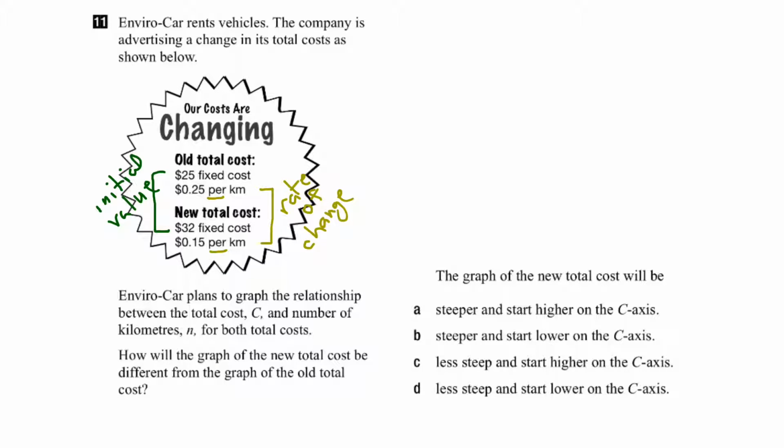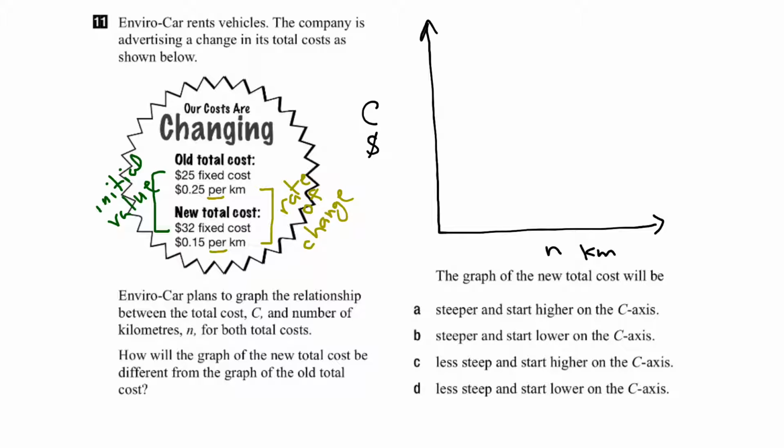And what we have to determine is how the graph of the new total cost will be different from the graph of the old total cost. Well, let's go ahead and draw the graph of both of these linear relationships. So our vertical axis is the cost C in dollars, and our horizontal axis is N, or the number of kilometers. And we got that information from here, total cost C and the number of kilometers N.